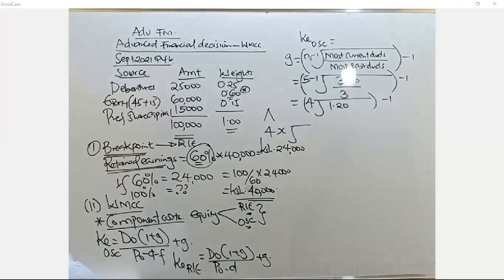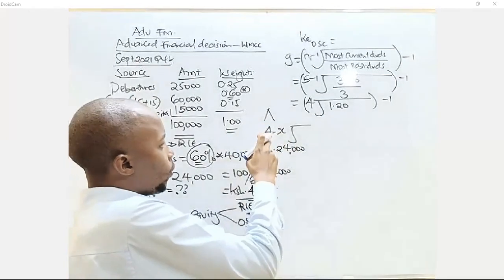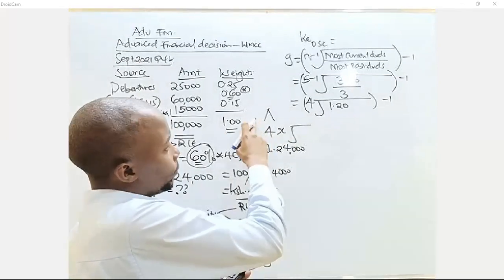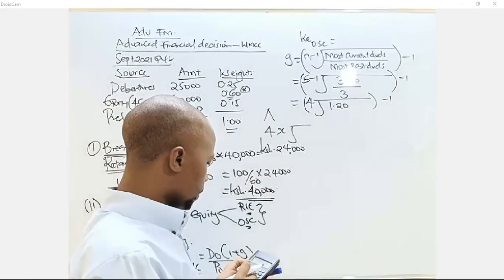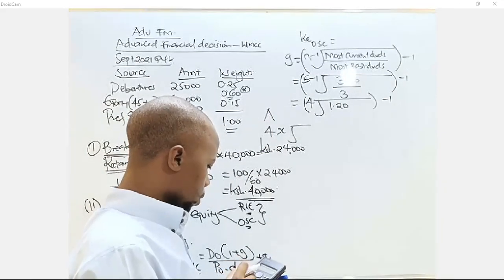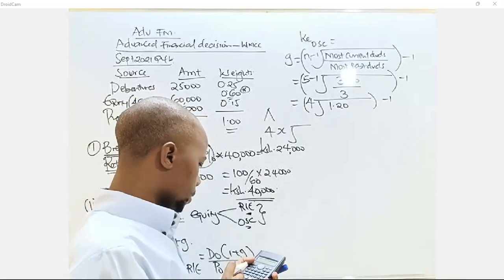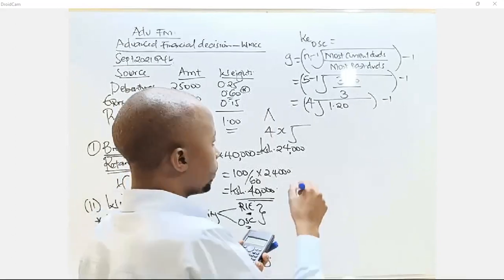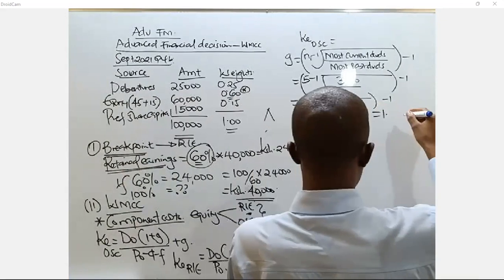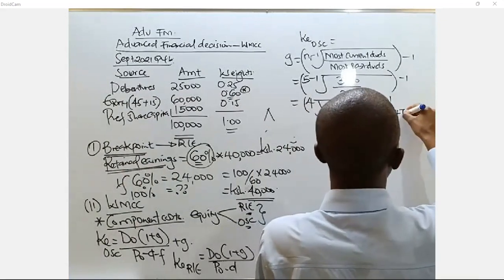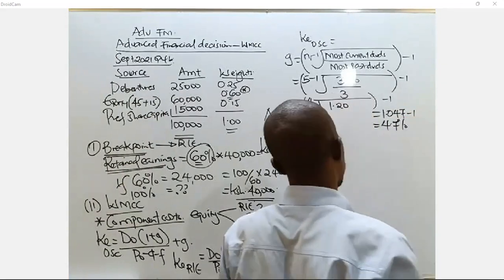So in this case, I will take 4, press it on the keyboard, shift, then press this button. There is a button which has this sign in your calculator, right? So shift that button, and then I put 1.20, right? You're getting something closer to 1.047, minus 1, getting 4.7%. That is your growth rate.